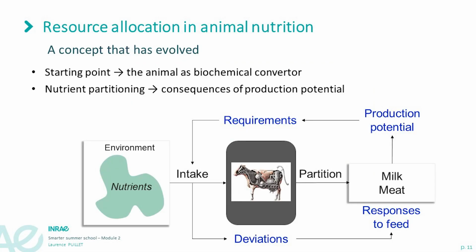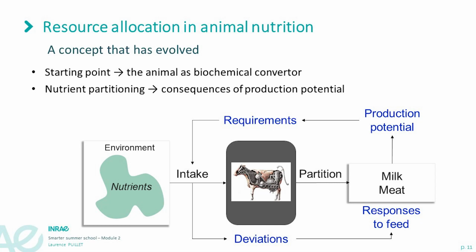So this, as I said before, in animal nutrition, we were talking about nutrient partitioning much more than resource allocation, because finally, the view on the animal has evolved a lot in this discipline. Earlier on, the starting point was really to see the animal as a biochemical converter. It's a flow of material from the environment. The animal is the passive transformator producing something. And in this view, nutrient partitioning is the consequence of a production potential.